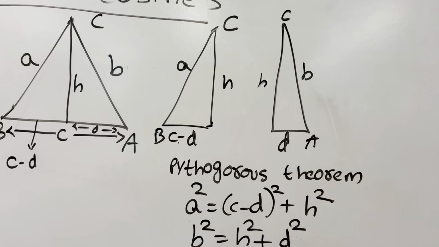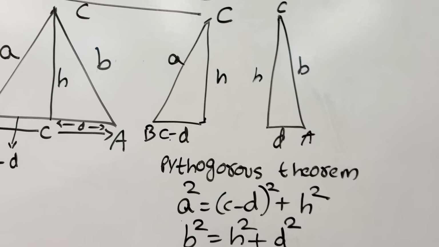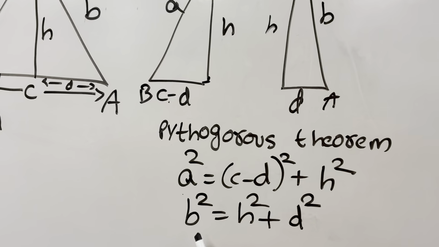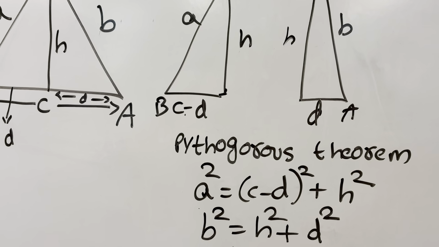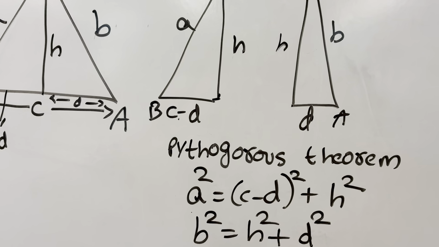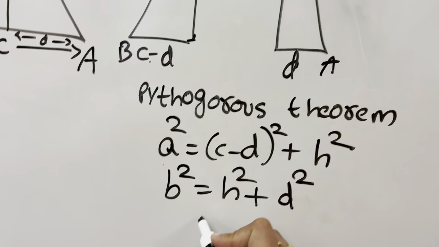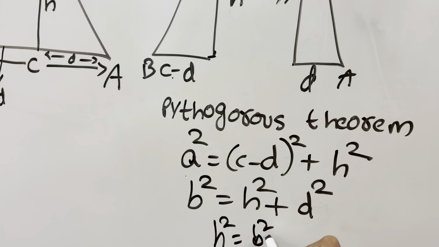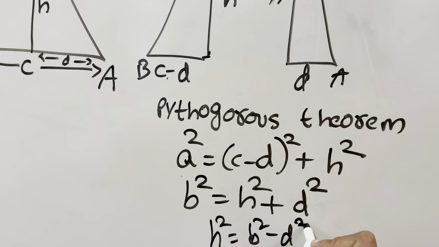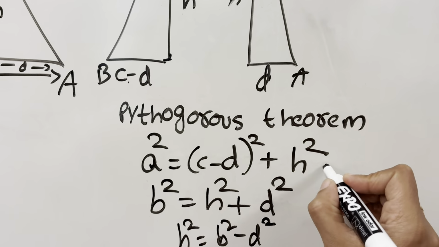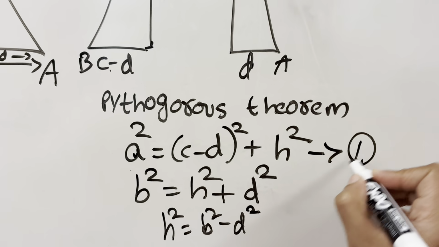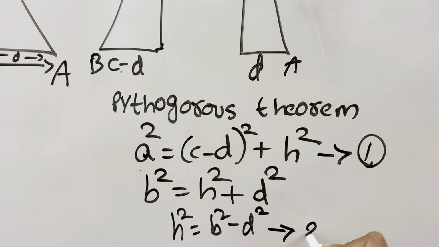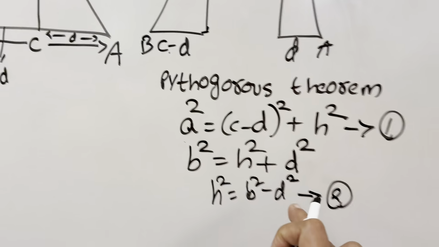And from this triangle here, I have b squared is equal to h squared plus d squared. So we can imply that h squared is equal to b squared minus d squared. Okay. Let's mark the first equation for the left hand triangle and the second equation for the right hand side.